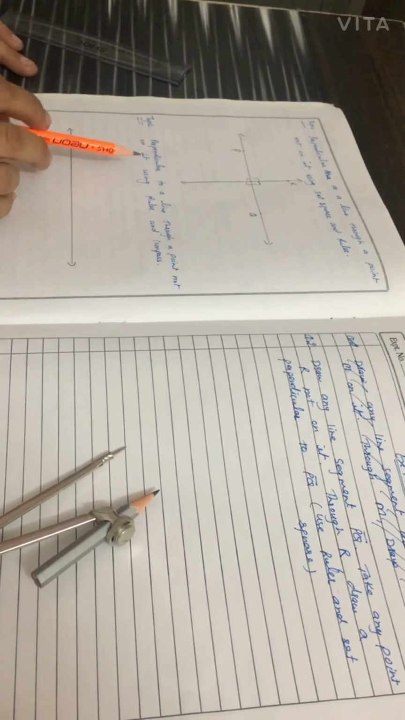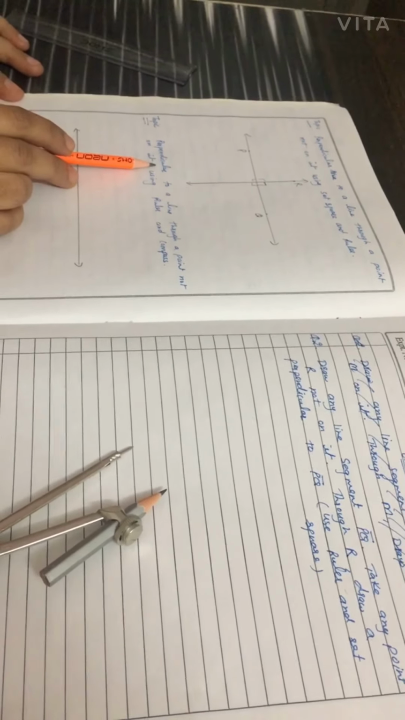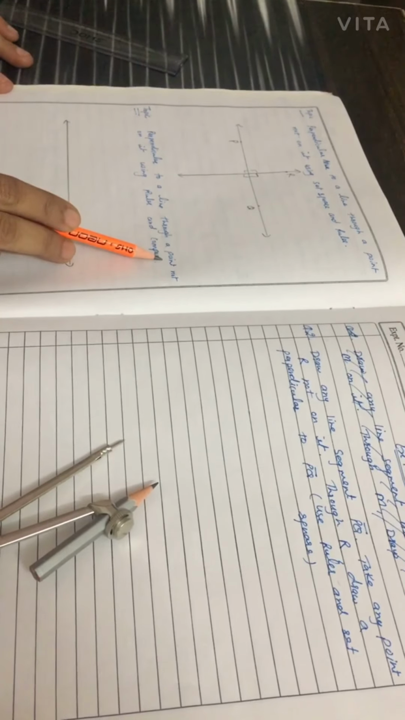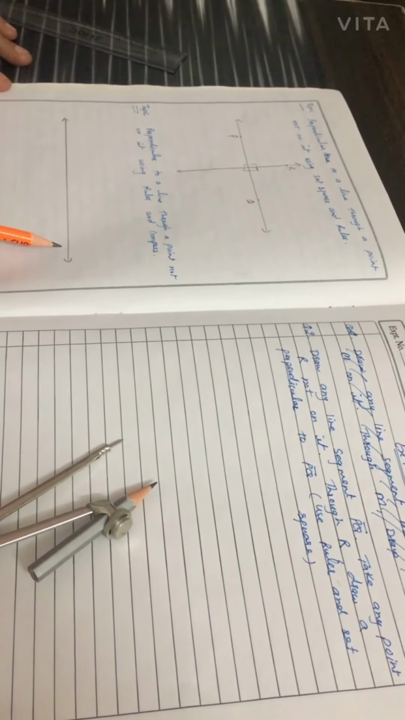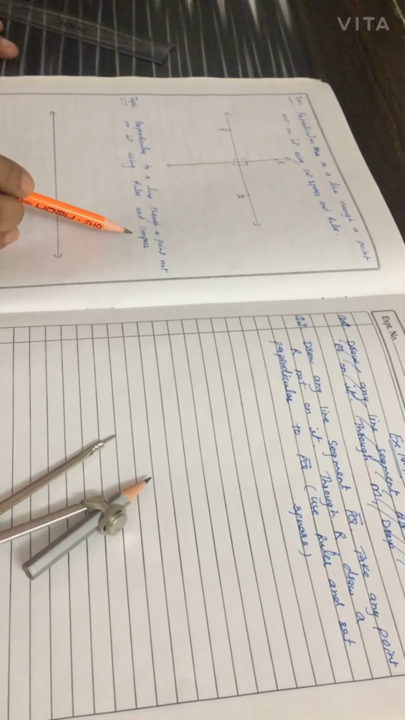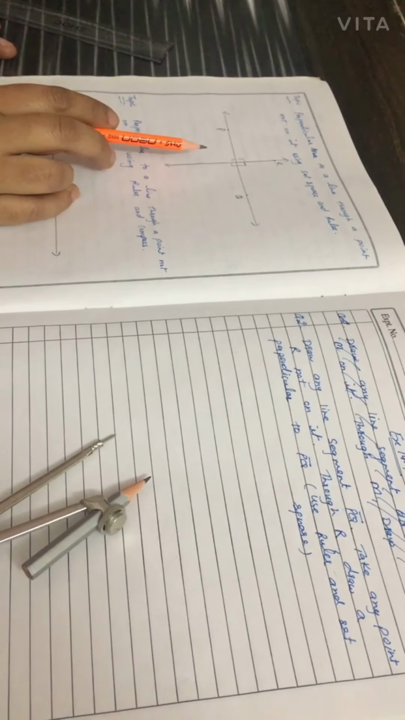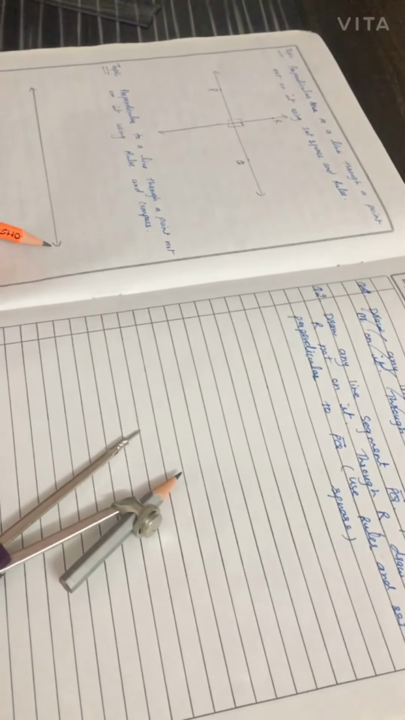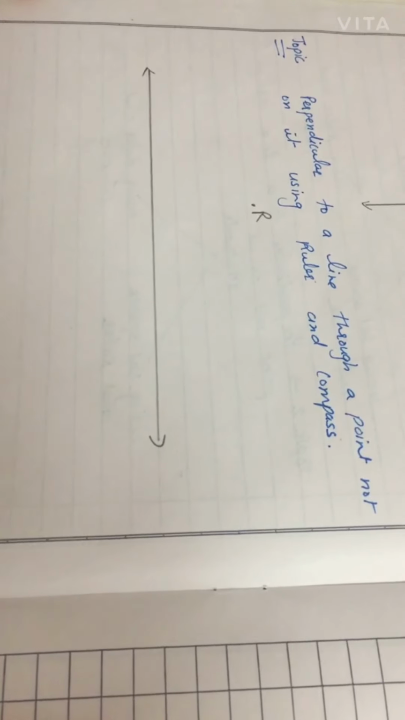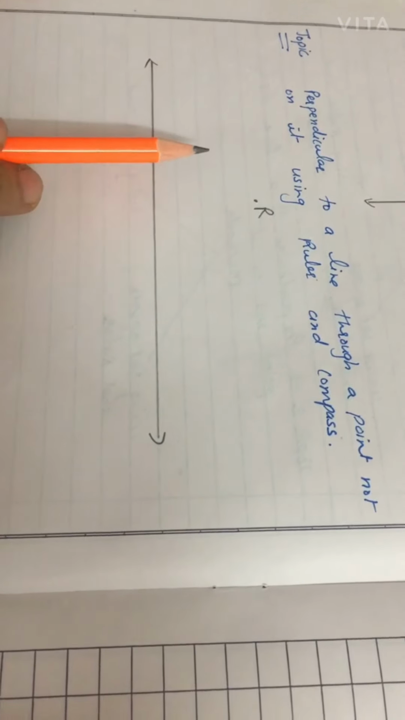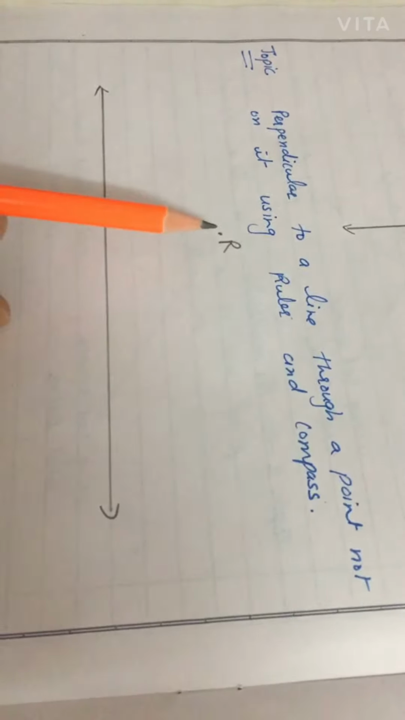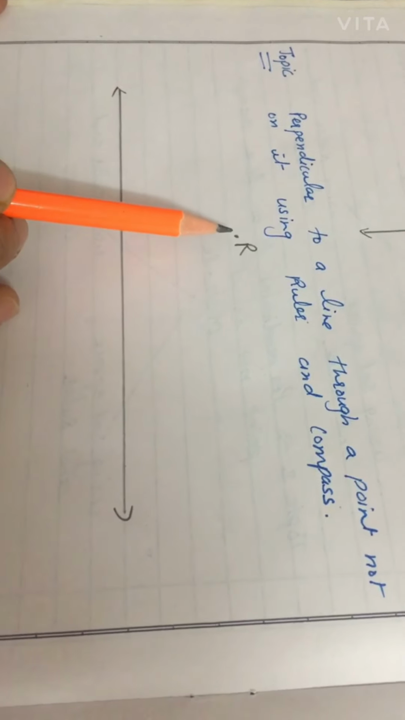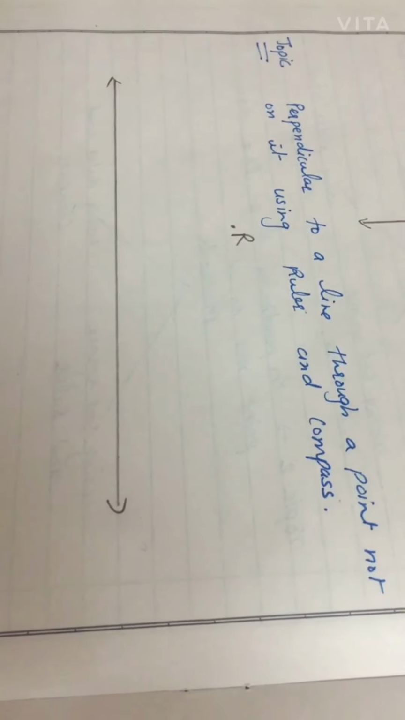Students, now we will see how to draw a perpendicular to a given line through a point which does not lie on the given line using ruler and compass. Already we have drawn using set square and ruler. Now we will draw using ruler and compass. We have this line and we have a point R not on it. Now we will use ruler and compass to draw a perpendicular on this given line passing through the point R. Now you just have a point R.